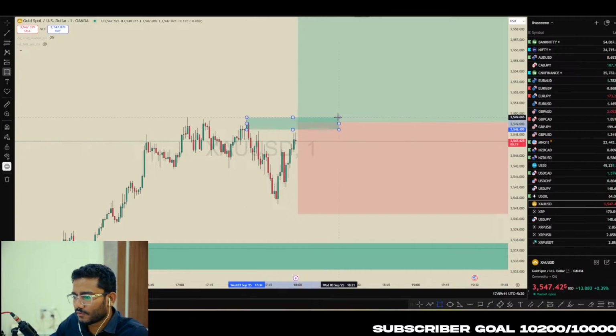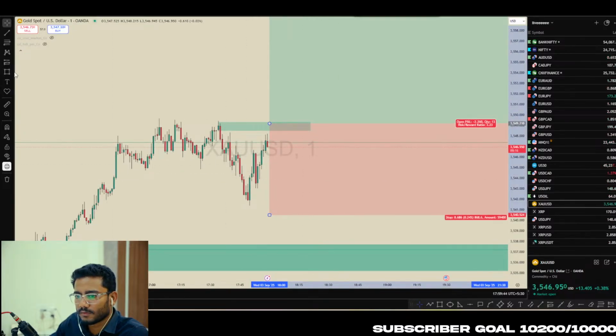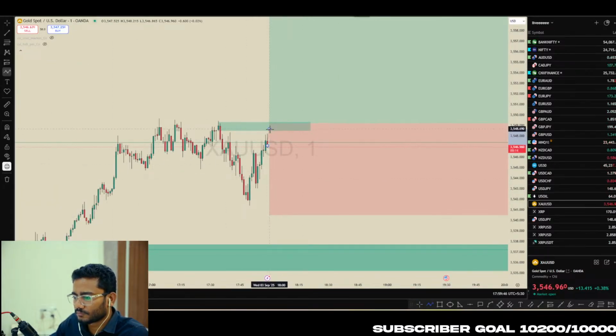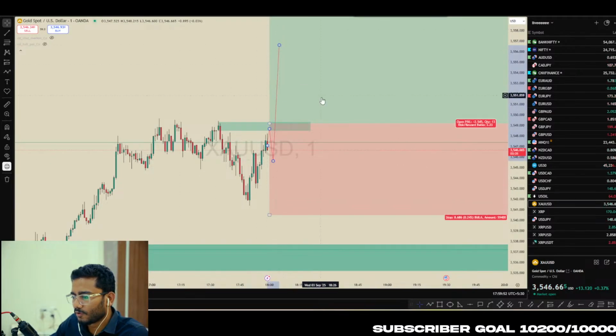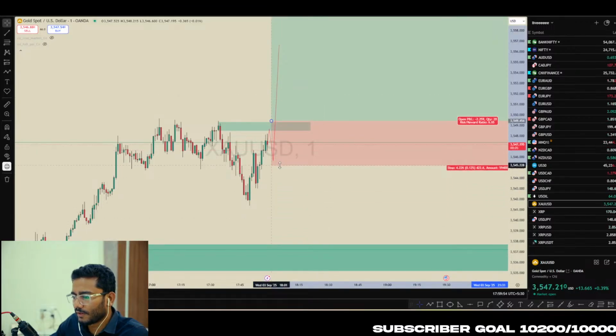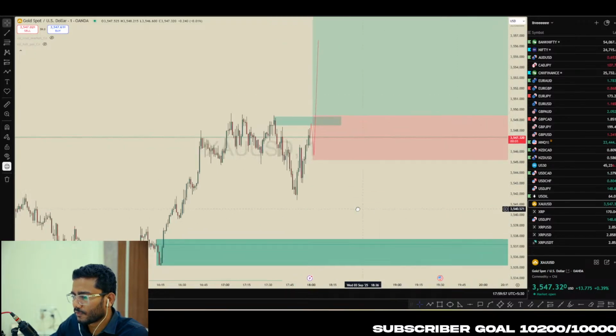So we should get reaction from this order block, creating this breaker block. So this is the order block which will be failed. So creating this breaker block and then order block, something like this. So we can trail the stop loss after this to this low, something like this.